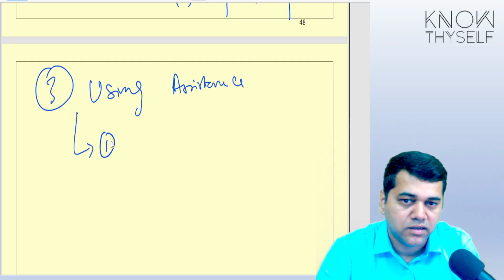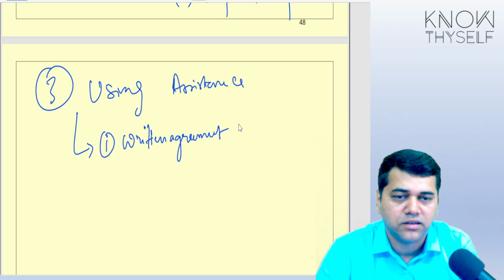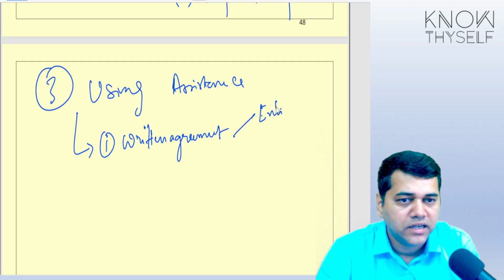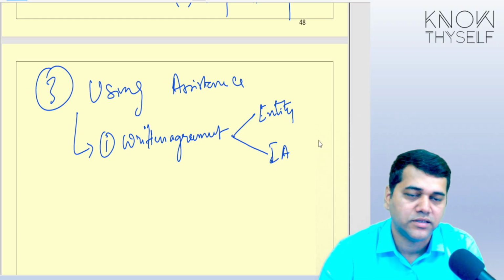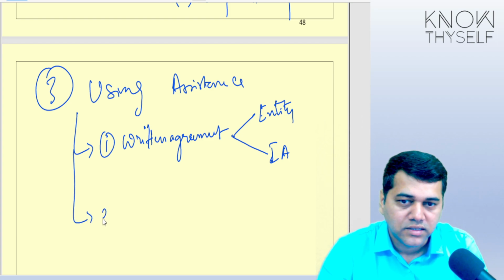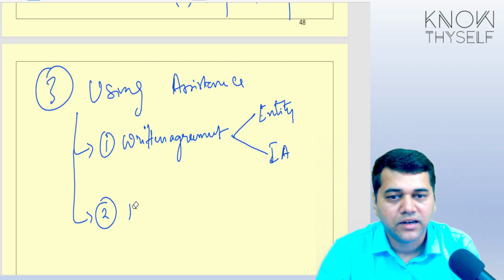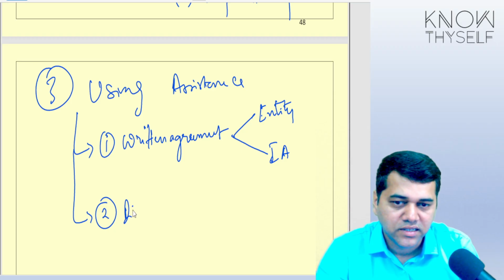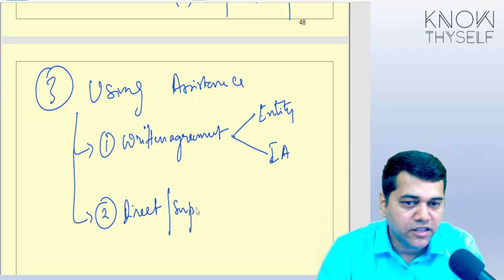First thing is written agreement. You need to have a written agreement with whom? The entity, that they are not going to interfere, and the internal auditors, that they are going to maintain confidentiality. Second thing, direct, because once you enter into an agreement, then only you start directing them. After directing, you supervise them, and after supervising, you review them.